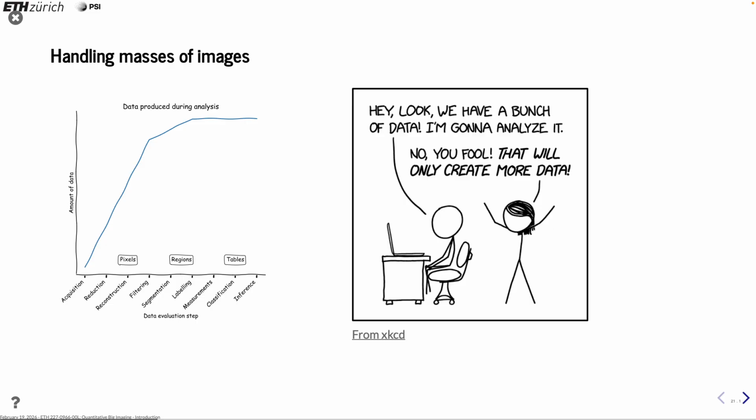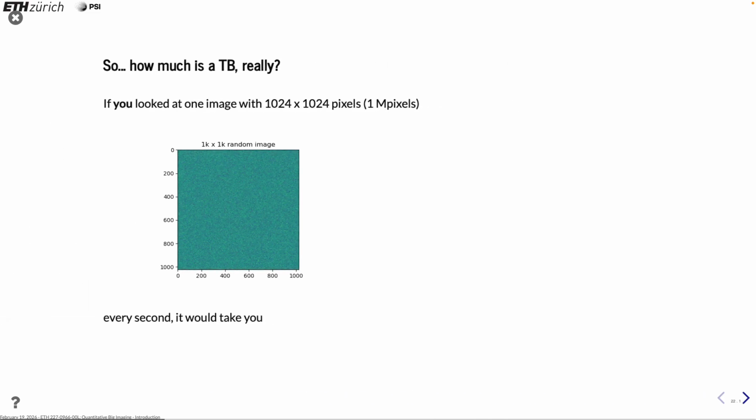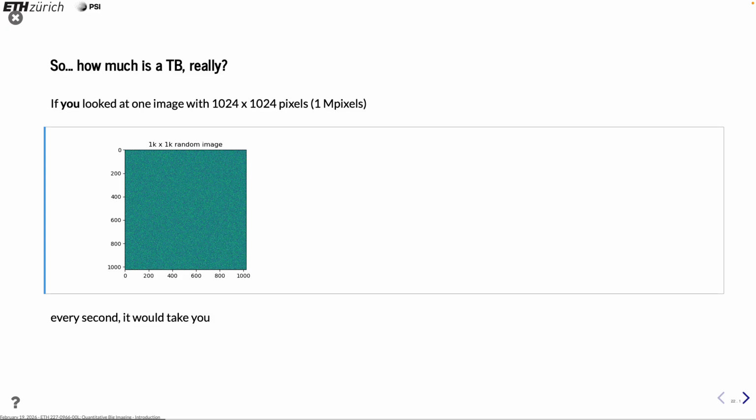And then when you come to the segmentation, you start reducing, because when you do the segmentation, you have only, for example, black and white, and you do the labeling, you can mostly survive with 16-bit, and that's also less than you had in the beginning, mostly. And finally, you come to the tables, and then it's small data to work with, and you can work with it on any laptop.